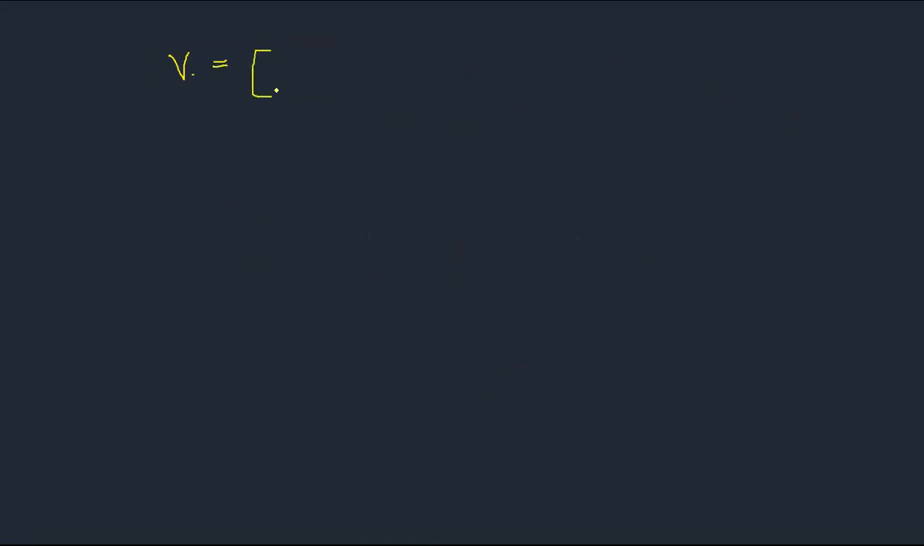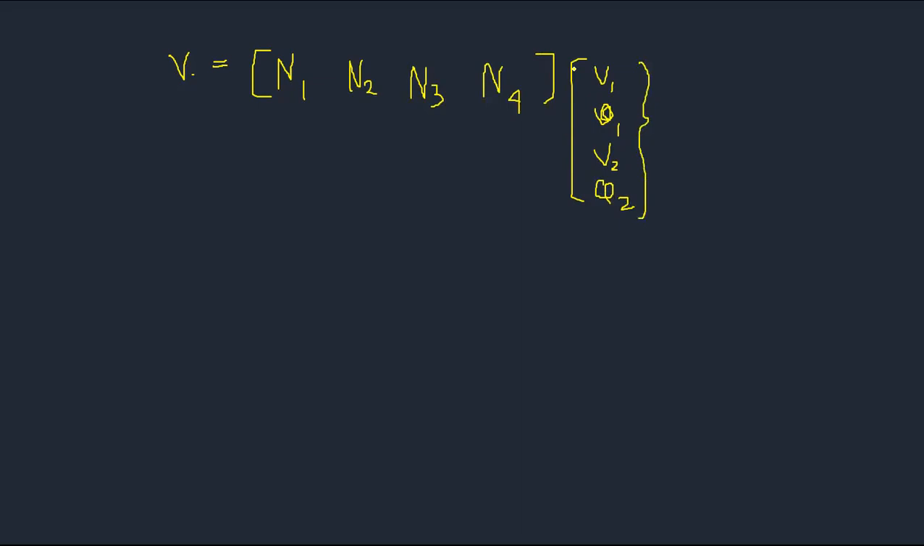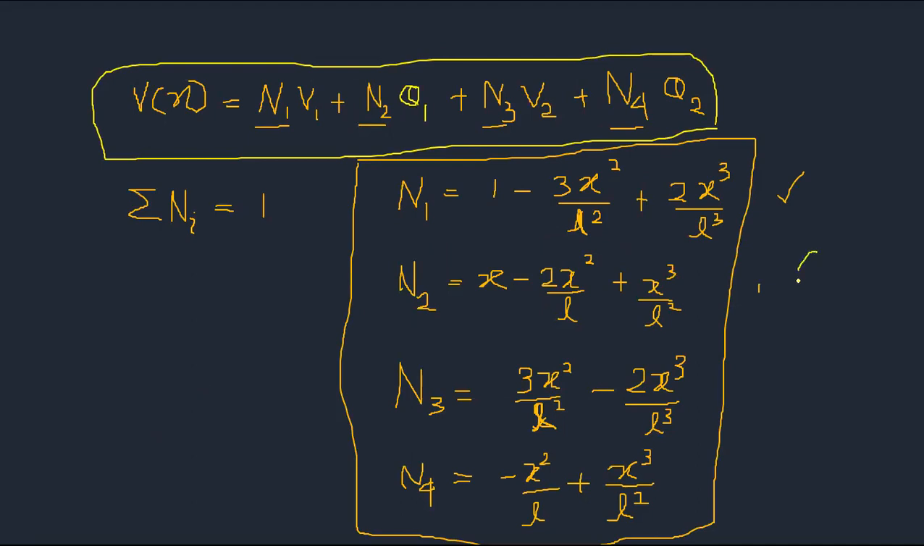So in matrix terms, this is N1, N2, N3, N4. You can write it like this, multiplied by V1, theta 1, V2, theta 2, right? And you know what these N1, N2 are. They are functions of X, so they can be differentiated with respect to X.